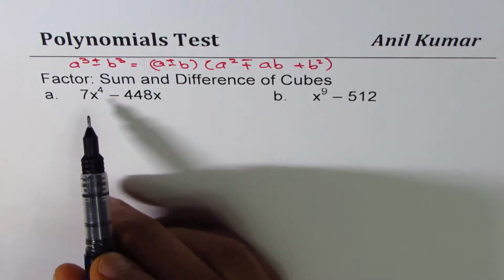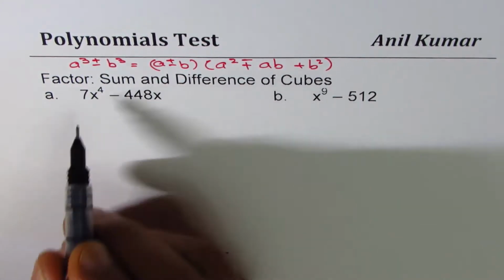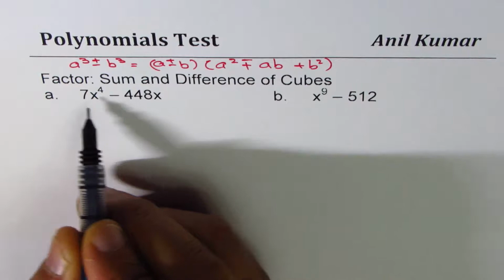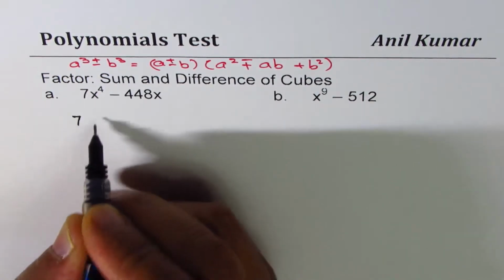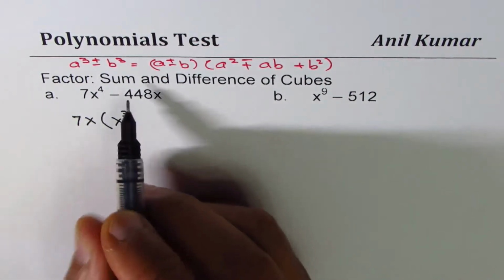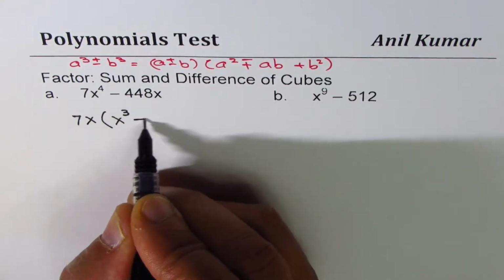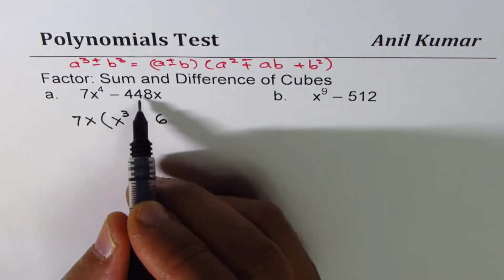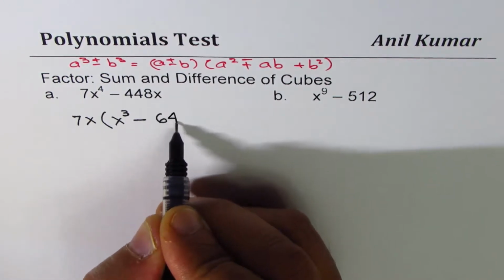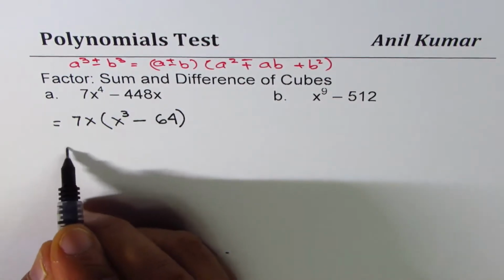So let's begin with the very first one, which is 7x to the power of 4 minus 448x. Now here, x can be taken common. 448 is also a multiple of 7. So we can take 7x as a common factor. That will give us x cubed. And let's divide 448 by 7. 7 6 times is 42. Let me write minus first. 6 times 42. And then 28. 7 times 4 is 28, right? So what we get here is 7x times x cubed minus 64.